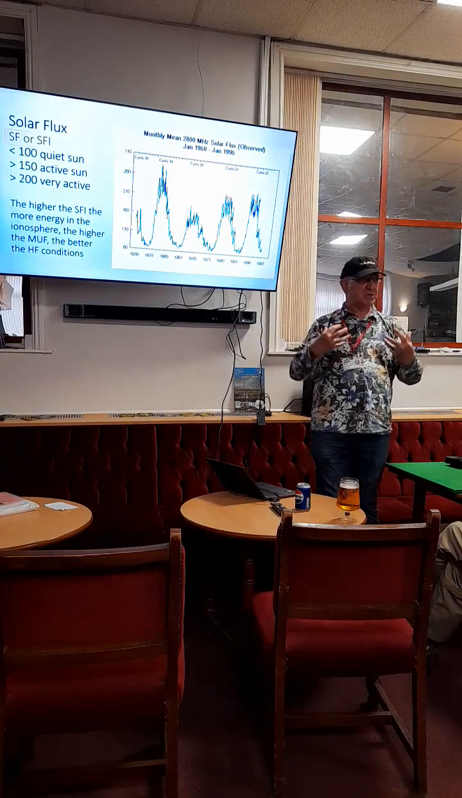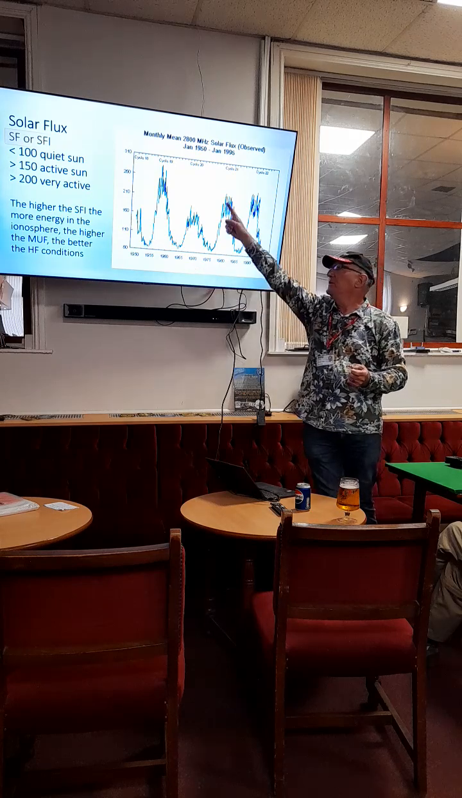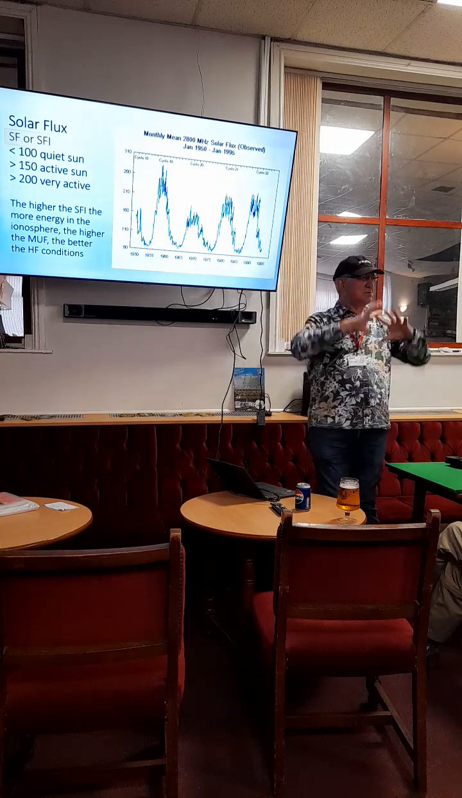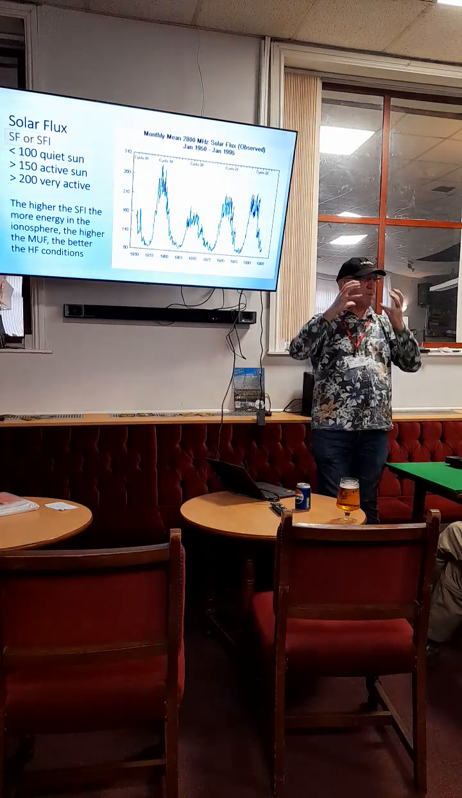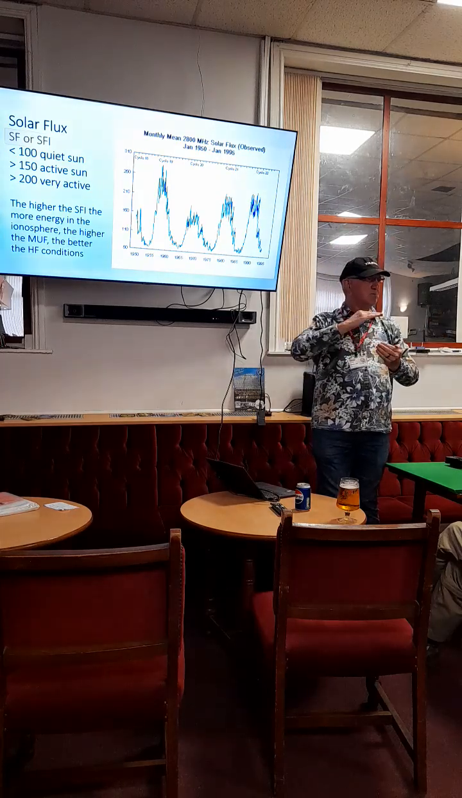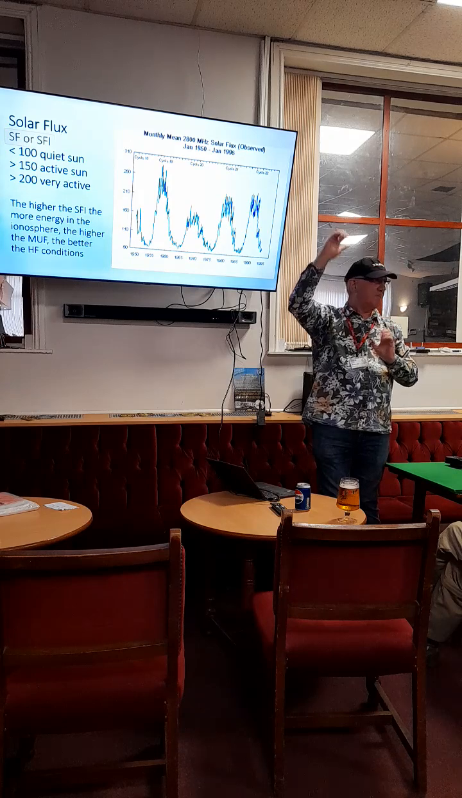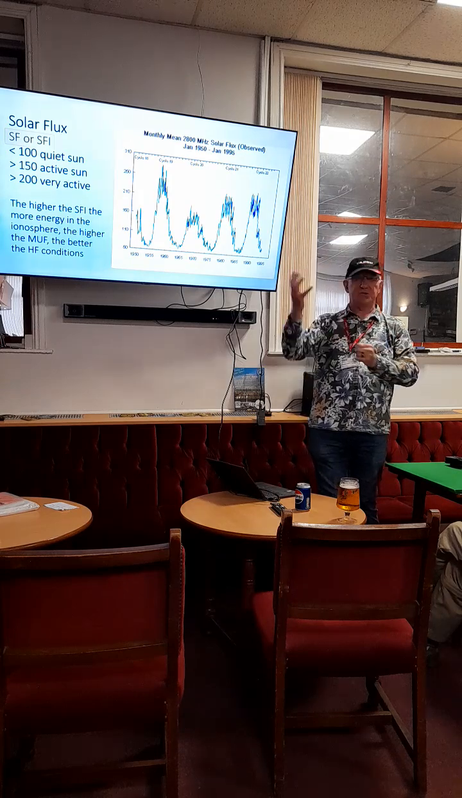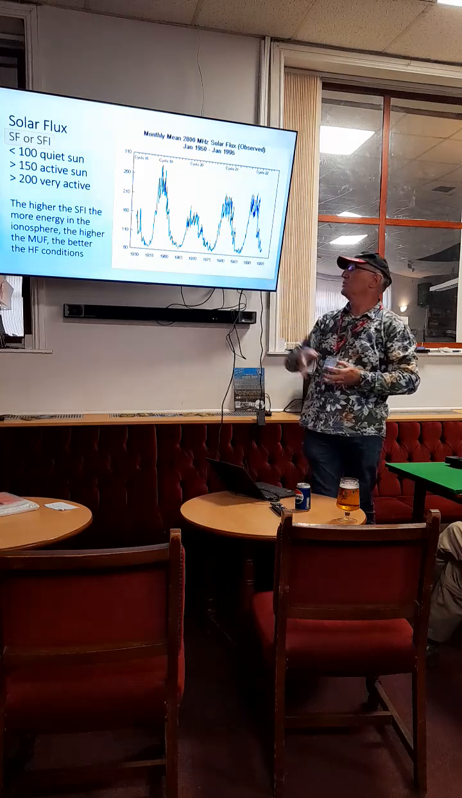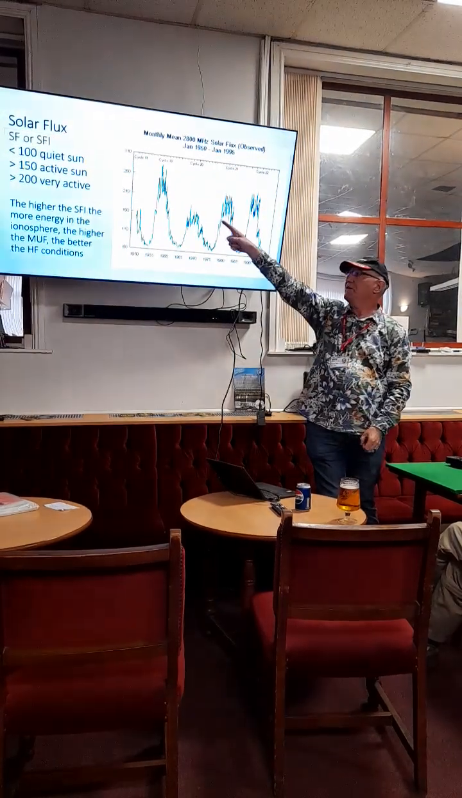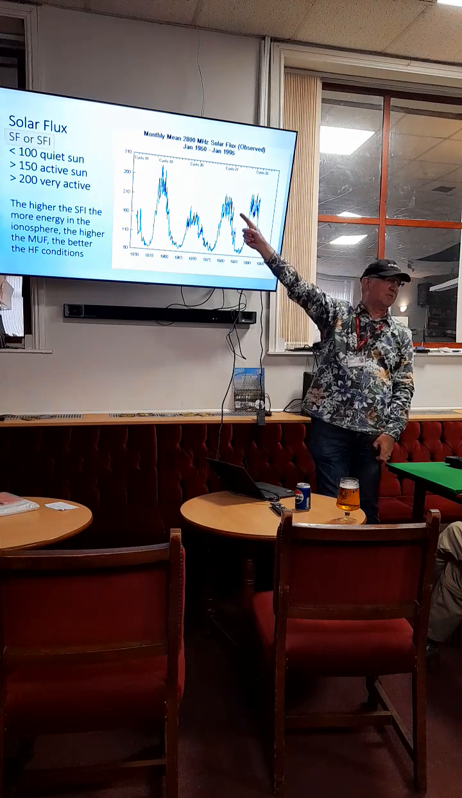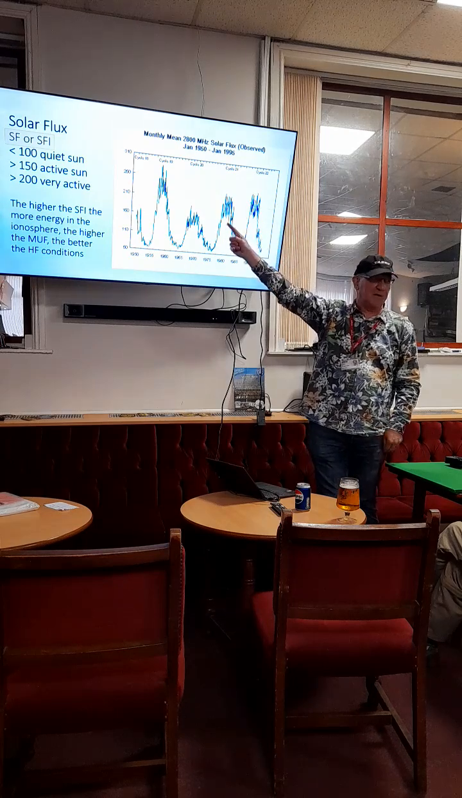You get more energy coming out of the sun, a higher solar flux, then there's more charge in the ionosphere, those upper bands open up, so the maximum usable frequency will be higher. So it's basically just a reflection of what the solar flux is doing. So SF or SFI, that's the number one thing to remember. That's one of your indicators.